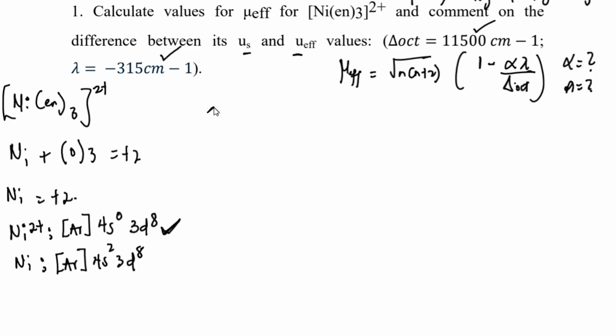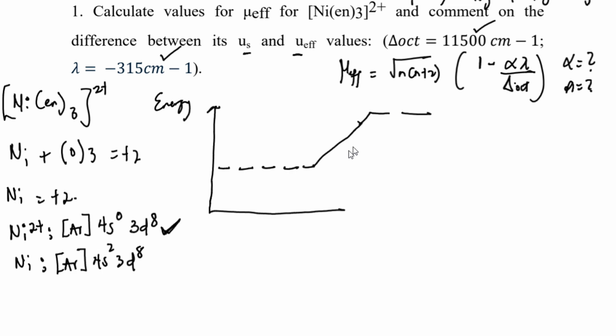So now let's draw this. This is energy. This is octahedral, since en is a bidentate giving 6 ligand sites, and it's going to split into T2g and Eg. So we have the three T2g orbitals and the two Eg orbitals. There are 8 electrons, so it's going to be 1 2 3 4 5 6 7 8, and the 8 electrons fill this way.